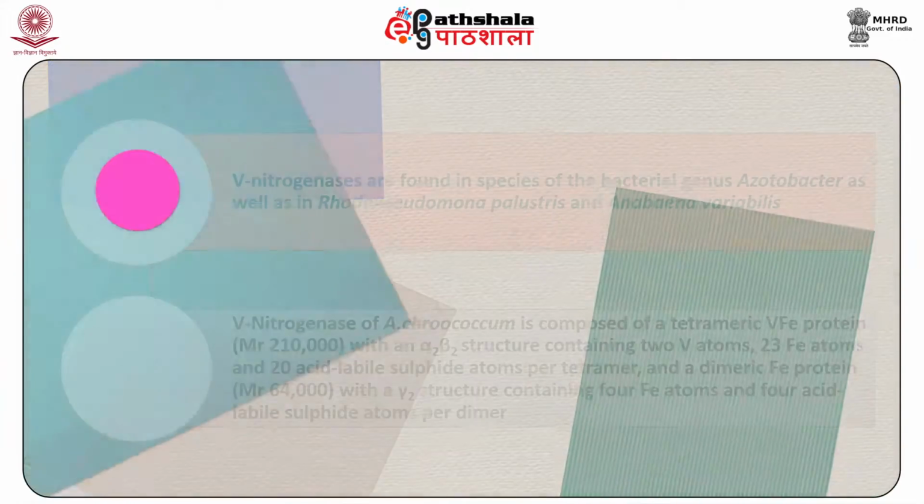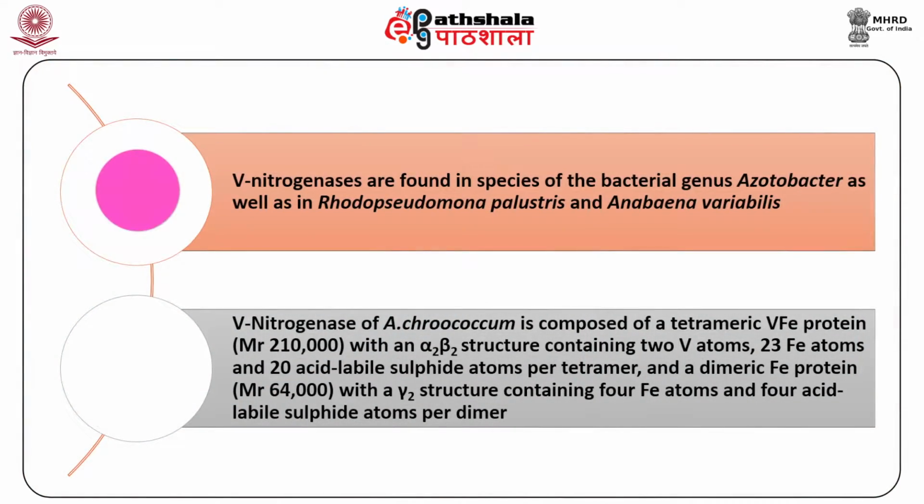It is therefore considered to be an important component of the nitrogen cycle that converts nitrogen gas to ammonia, thereby making otherwise inaccessible nitrogen available to plants. V-nitrogenases are found in species of the bacterial genus Azotobacter as well as in Rhodopseudomonas palustris and Anabaena variabilis.